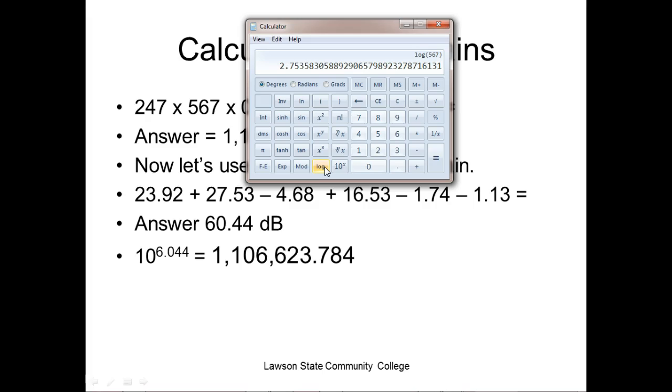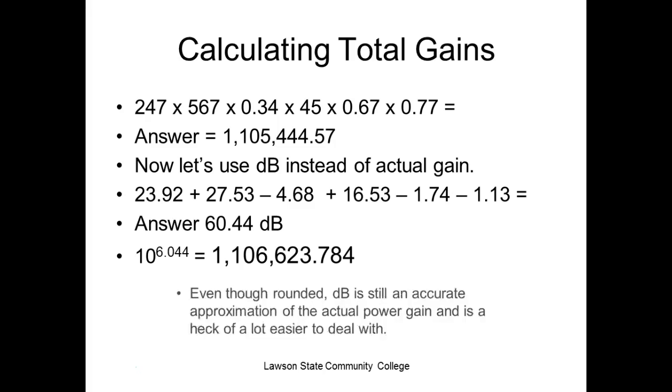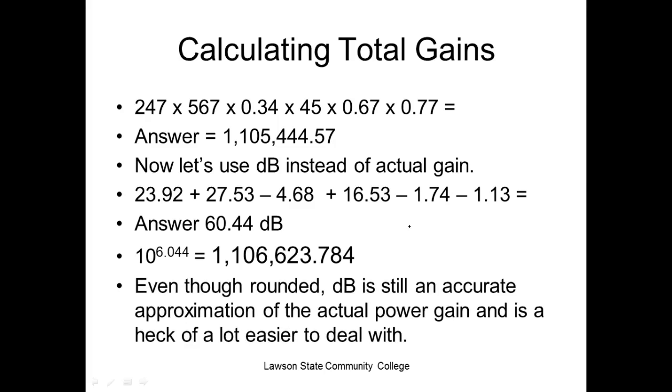Of course here I rounded, but this should be 3 right here. I converted these things over and rounded to 2 decimal points. Converted it to dB and rounded to 2 decimal points. But look how far we're off. So still it's close enough. Right? You understand that? Even though rounded, dB is still an accurate approximation of the actual power gain and is a heck of a lot easier to deal with than all that multiplication.